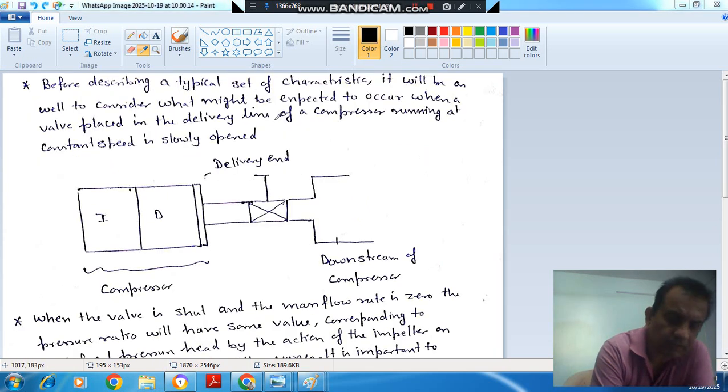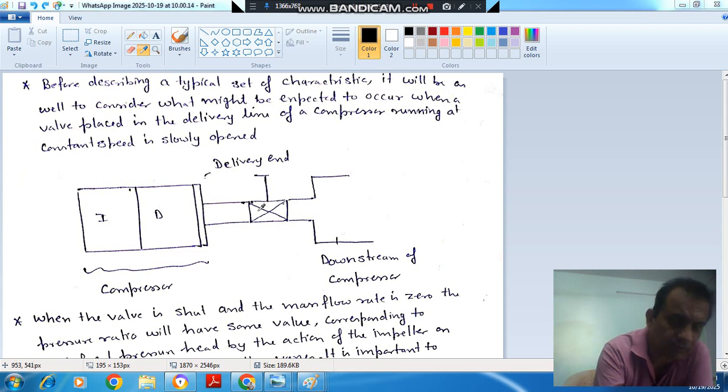Now let us draw the first characteristic, that is between pressure ratio and non-dimensional mass flow rate for different values of speed. Suppose we have a particular speed, for one speed we are drawing the graph. This is the compressor, this is the impeller, this is the diffuser, and this is downstream of the compressor, and the outlet of the compressor and the downstream are connected by this valve.